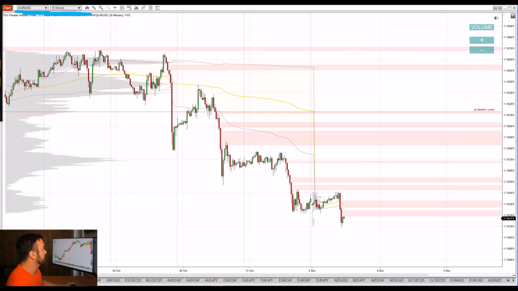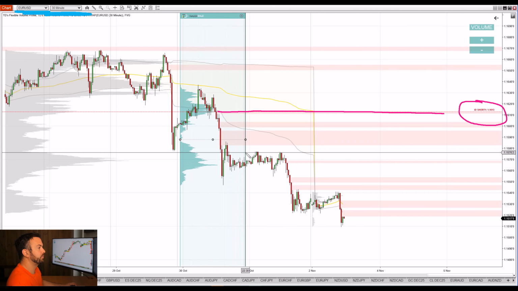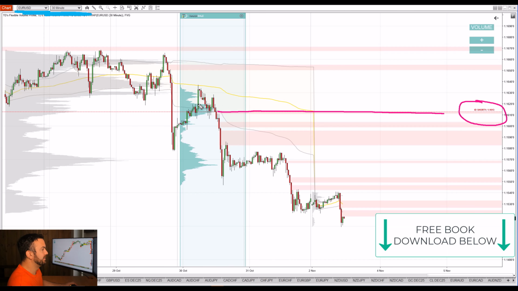On the euro dollar, I want to talk about a newly formed resistance, which is in here at 1.1613. This resistance is based on a heavy volume zone. Let me show you. This is the heavy volume zone it is based on.